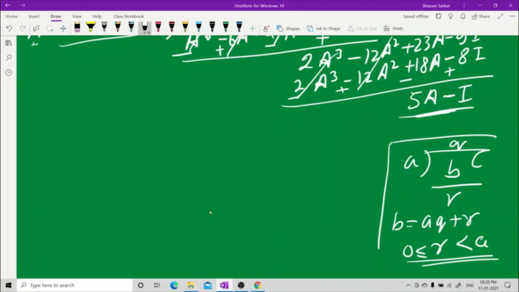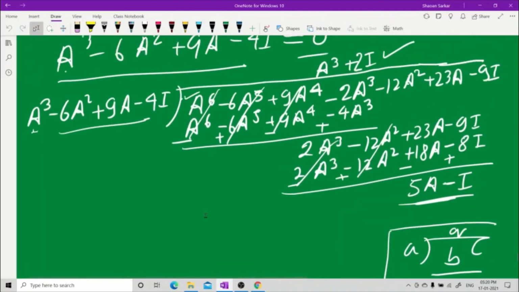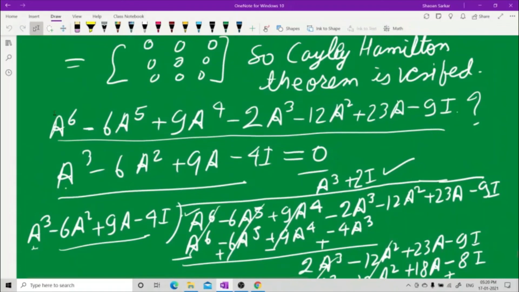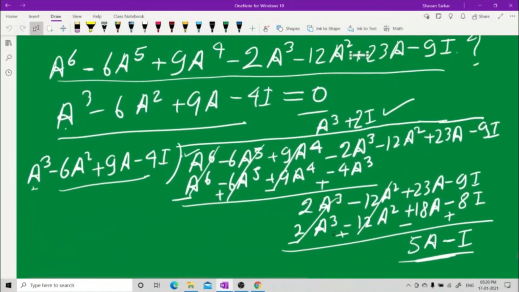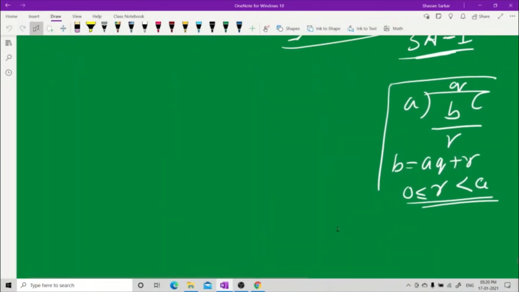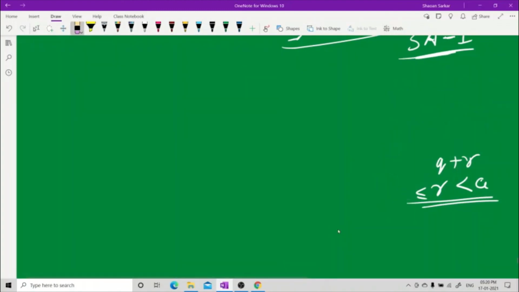So let us now write down this expression in this manner. See how I write it. Let me now rub this portion so that we get space. Now you know what to do. Let me now rub this completely.